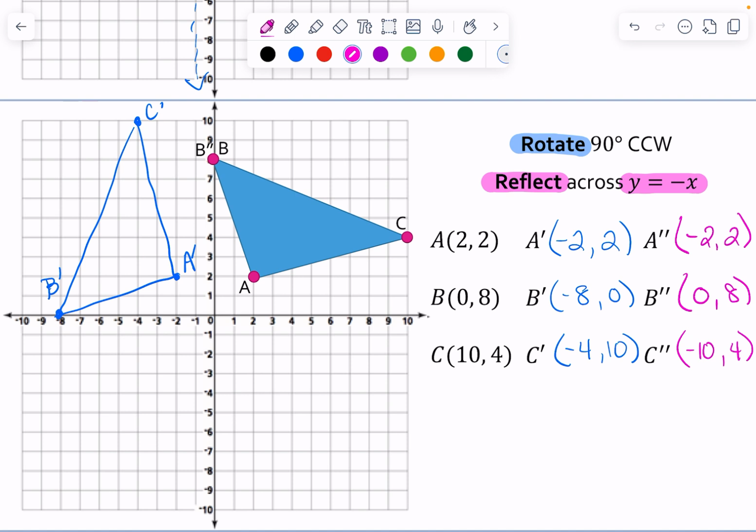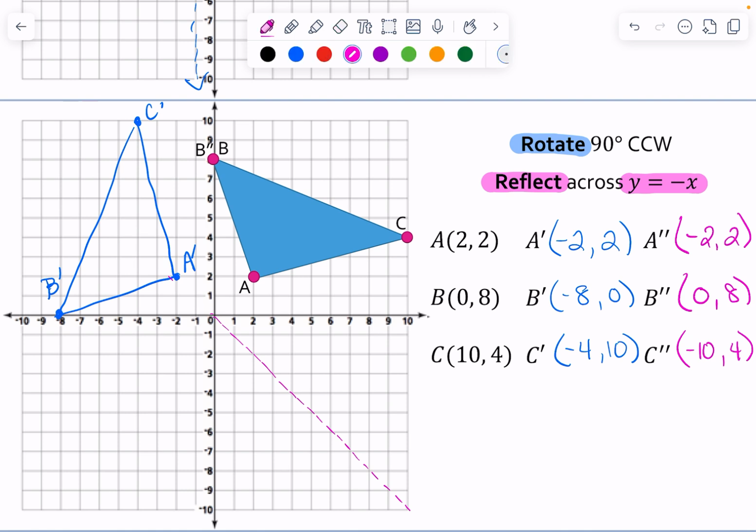Now remember, y equals negative x is the diagonal line going through the origin with a slope of negative 1. So I'm reflecting over that line. So when we look at this, that line got kind of crooked on me. I'm going to just fix that real quick.